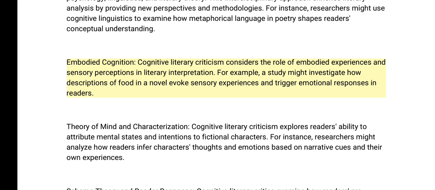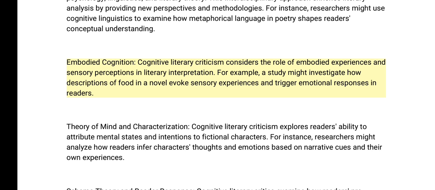Embodied cognition. Cognitive literary criticism considers the role of embodied experiences and sensory perceptions in literary interpretation. For example, a study might investigate how descriptions of food in a novel evoke sensory experiences and trigger emotional responses in readers.